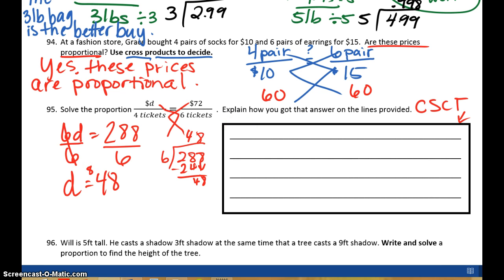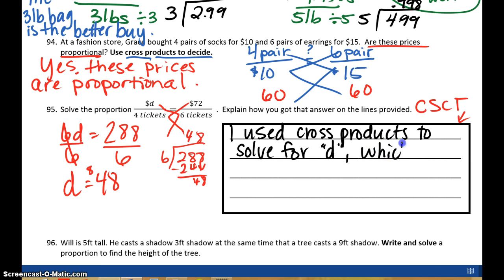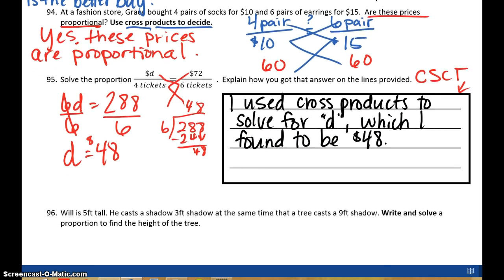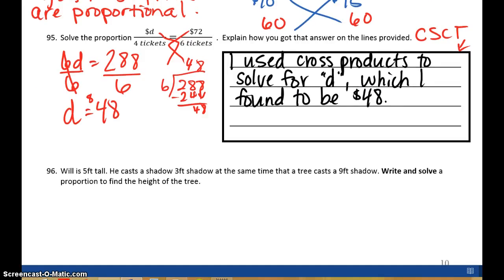Now, on this explanation, I'm just going to explain what I did. I used cross products to solve for D, which I found to be $48. And that's pretty clear. It's exactly what I did. That's all they're wanting you to do there. That's all I want you to do, just explain what you did, how you found it.